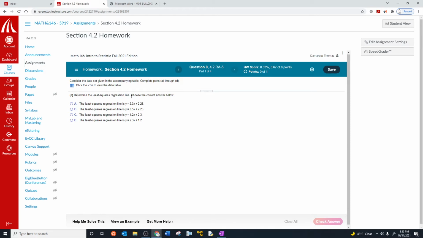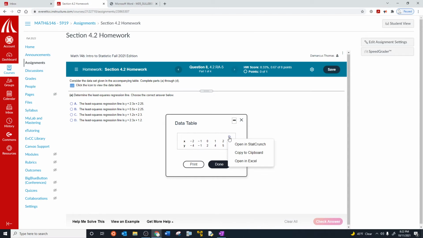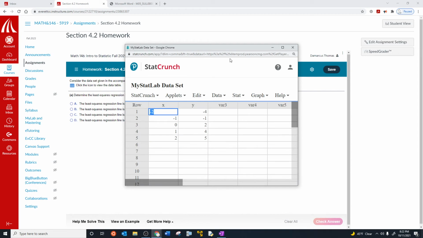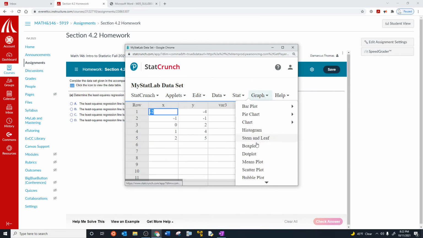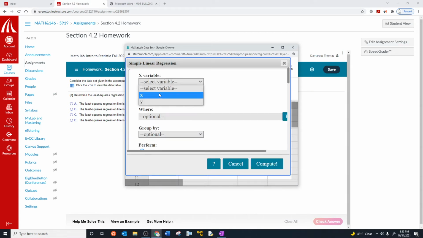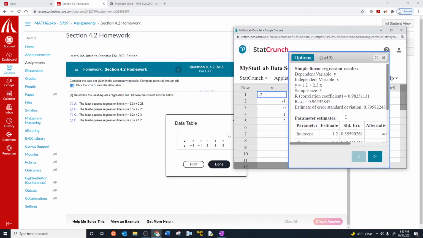So, determine the least squares regression line. If we click on the data, there's our data. You can just open it in StatCrunch. We go to Stat, Regression, Simple Linear, choose X and Y, compute, and there we have it. So I'm getting 1.2 plus 2.3x. So 2.3x plus 1.2 is D.